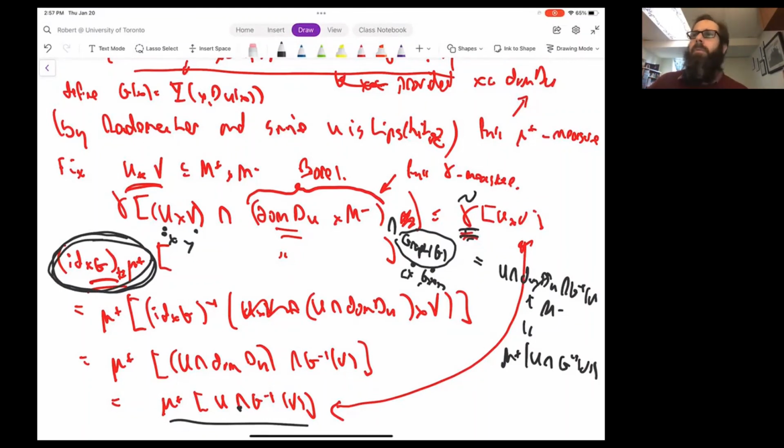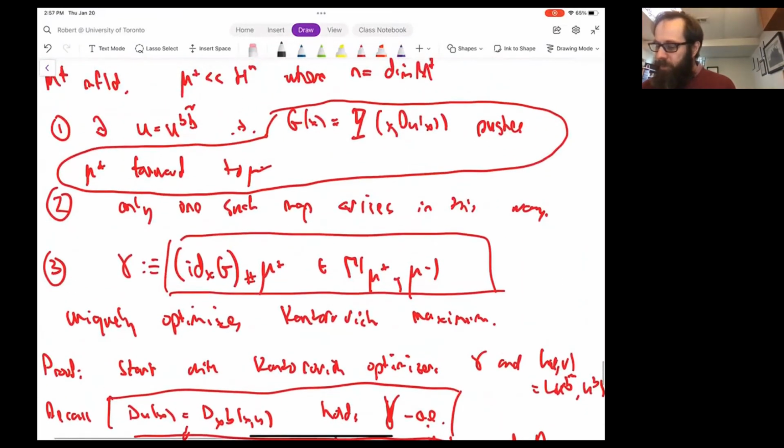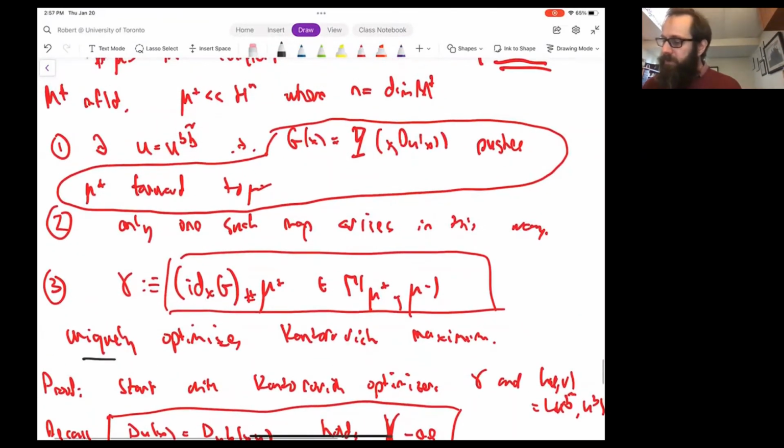Questions, problems, difficulties? Okay, so we managed to check the uniqueness of this. You get that G pushes forward mu plus to mu minus as a consequence. Maybe I didn't quite show that only one such map arises in this way, but in some sense that follows from the uniqueness of the Kantorovich maximum.